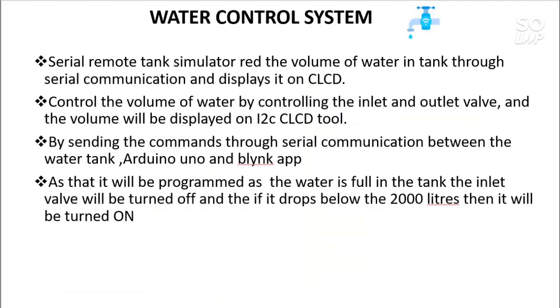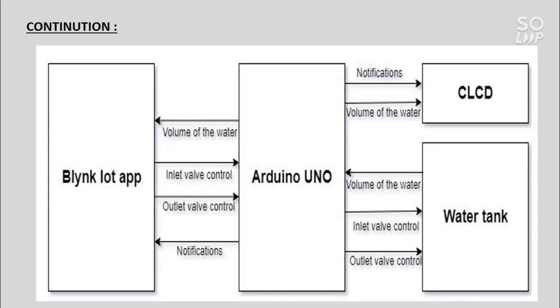And coming to the water control system, the serial remote tank simulator is used, and the volume of water will be displayed through the CLCD with the inter-integrated circuit I2C bus we are using. The inlet valves and the outlet valves will all be used. If the volume exceeds 2000 liters, the Arduino will send the notifications and the volume of water to the Blynk IoT app. So we will receive the notifications through the app.